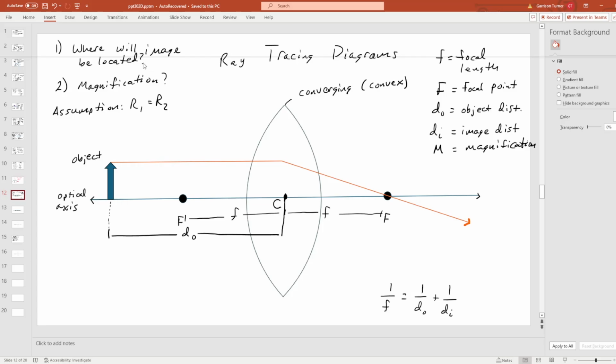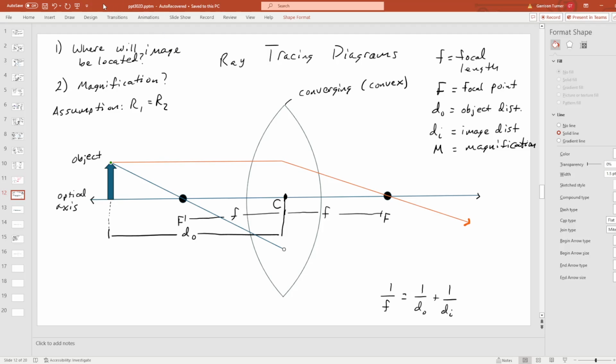So if we have a beam that goes through the near focal point like this, and maybe green, it will emerge parallel to the optical axis. I wanted to stretch this out. And let's go again with green. Okay. And actually, I need to make this line longer.